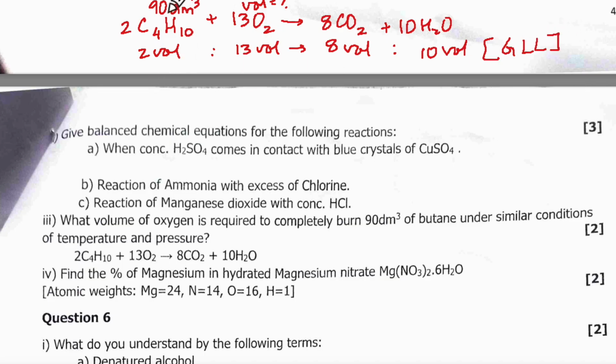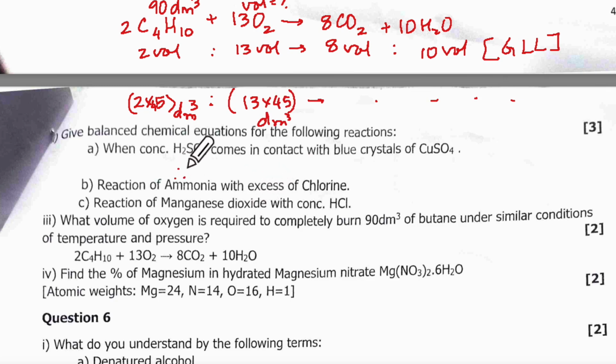And this will be because of Gay-Lussac's law. Okay, now 90 means 2 volumes, so 2 into 45 dm cube. Correct? Is to what? 13 into 45 dm cube. Okay, now we'll complete all this, but we are going very fast just now. We don't have enough time.